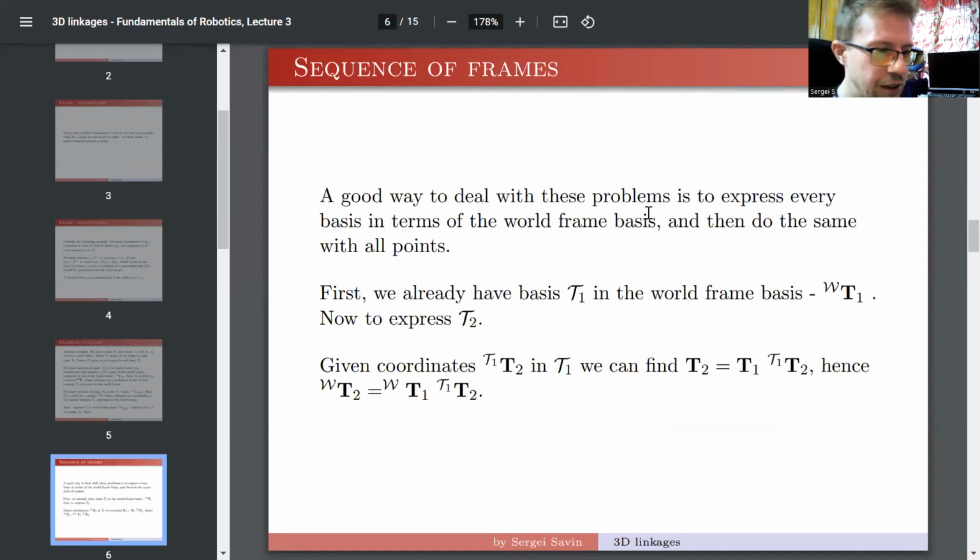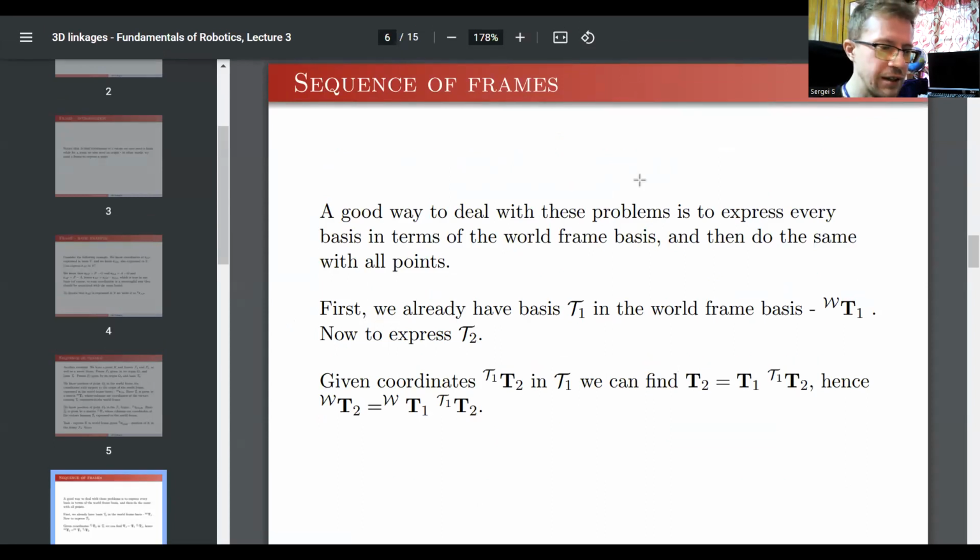How do we deal with this? Well, let me show you how we deal with this. There is a good strategic way to approach this type of problem. First, express every basis in terms of the world frame basis. Without thinking about what we have to do, just make sure that every basis is given in terms of the world frame basis. What I think people call it is getting absolute orientations.